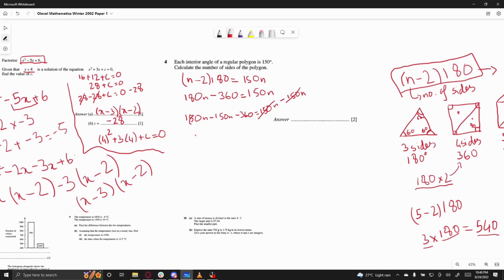180 minus 150 would leave us with 30 and minus 360. So now we can add 360 on both sides, which leaves us with 0 plus 360 here. Right, so these would cross out here. 30n is equal to 360. So now n would just be 360 divided by 30, which is literally just 36 divided by 3. So 3 ones are 3, 3 twos are 6, and our answer is 12 sides.